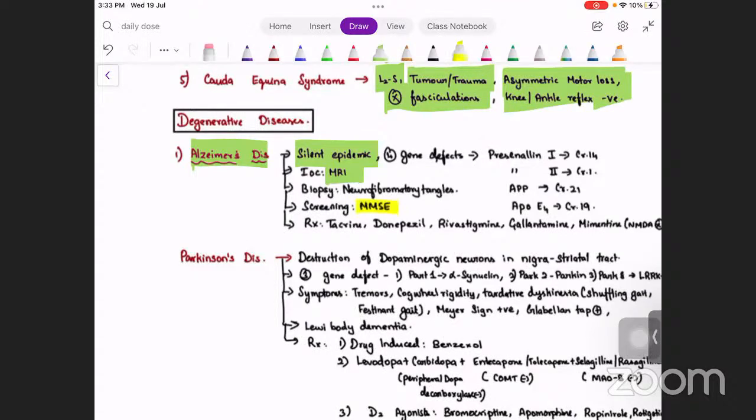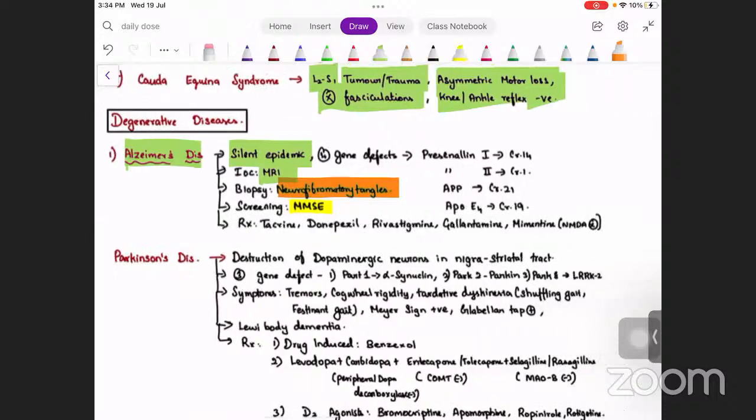That's why I'm putting it in a different color. MMSE, the Mini Mental State Examination, is the screening examination we do for Alzheimer's. And apart from that, biopsy shows neurofibrillary tangles. Very important MCQ. There are four gene defects which you may see in Alzheimer's. Again, that was asked in a previous FMGE.